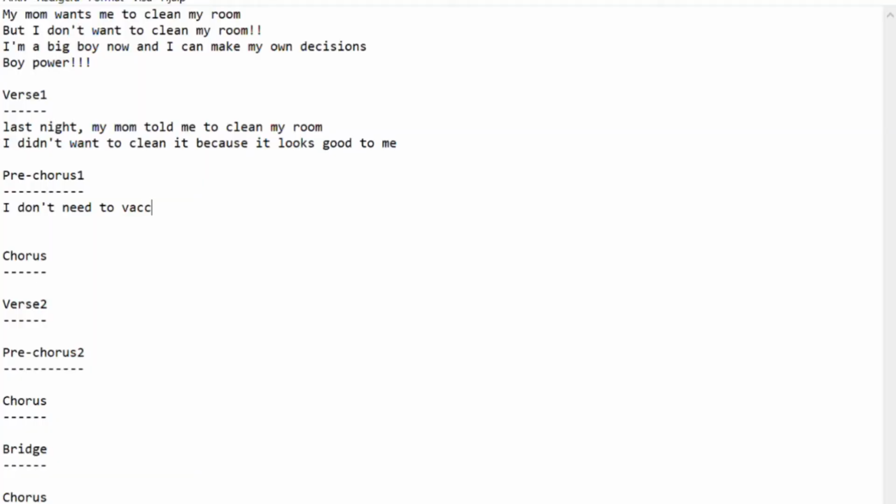Okay, so the pre-chorus. This part is important because it's changing the mode of the song. It's taking a listener from being told a story into being described a feeling or told a statement.